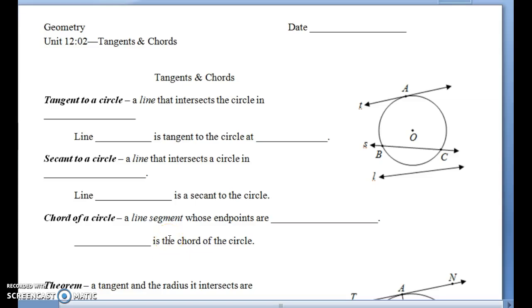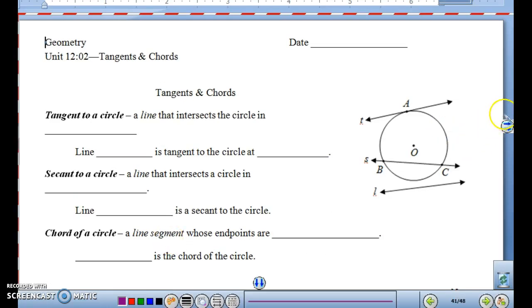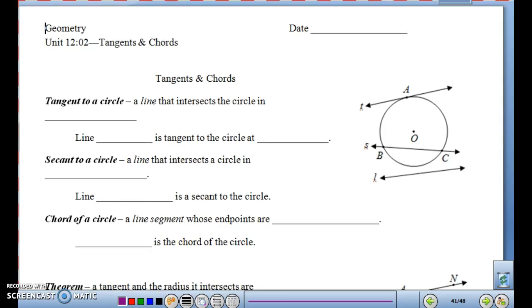This is Geometry Unit 12, Lesson 2 on tangents and chords. Tangents and chords are different lines that can be drawn in a circle. Let's start with the tangent. A tangent to a circle is a line that intersects a circle in one point.